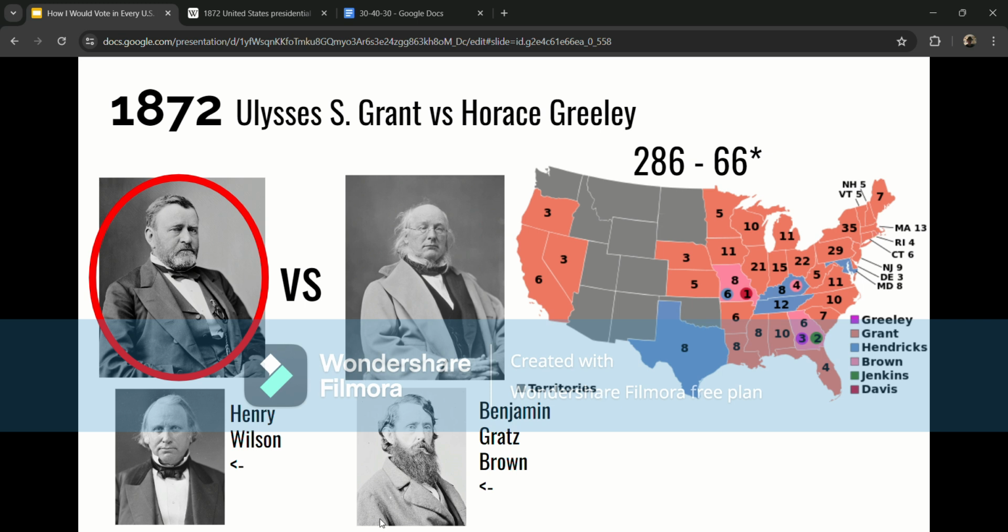And then Horace Greeley's running mate, of course, Benjamin Gratz Brown, a Democratic governor from Missouri. Doesn't have that much experience either. This ticket is just great. Henry Wilson is a radical Republican, strongly in favor of civil rights and Reconstruction, things like that, and I would have been all on board for that stuff. So yeah, my vote in 1872 would have gone to Grant.